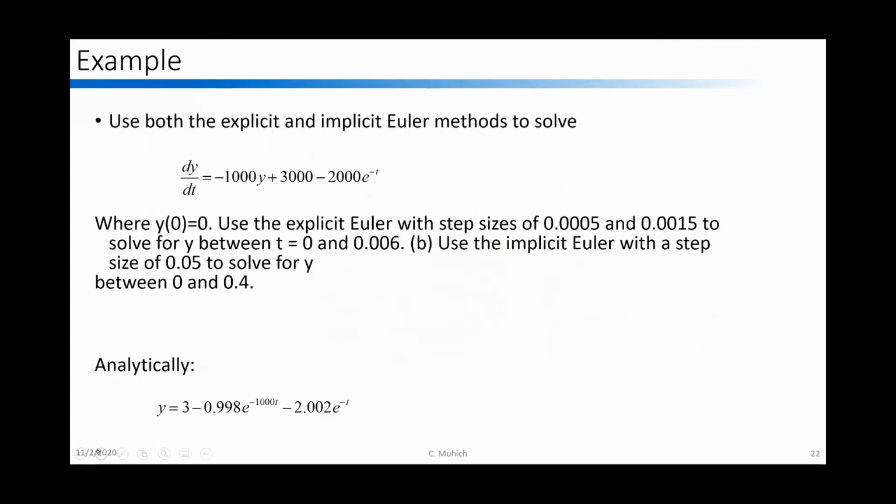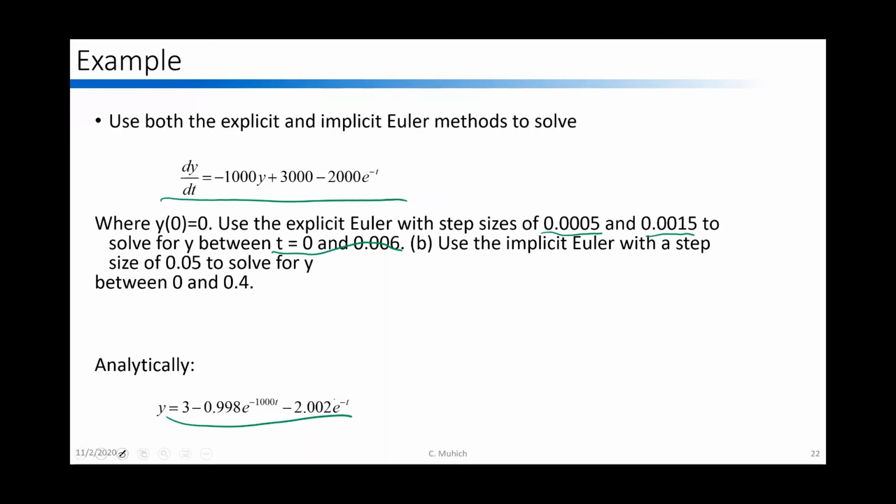We're going to use both an implicit and an explicit implementation of Euler's method to solve this highly nonlinear system that we talked about. We're going to use the explicit Euler's method with a step size of 0.0005 and 0.0015 to solve for this very narrow region. And then we're going to go in and use the implicit Euler's method. Here, I've shown you what the analytical solution is.